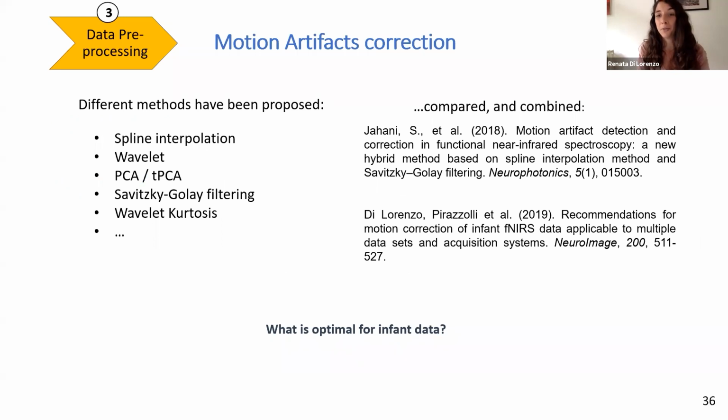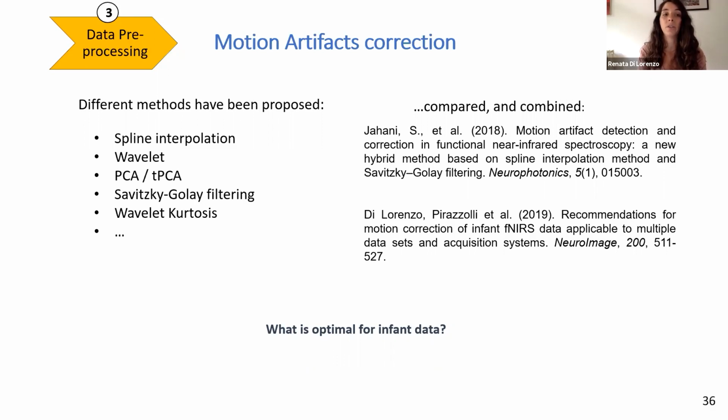Then you should correct for motion artifacts. So what do we do? There are different methods available at the moment, and here you have a list of some. For instance, spline interpolation, wavelet, principal component analysis, etc. There have been papers comparing the efficacy of these different methods on adult and children data as well as infants. I think with infants there were only 2 at the moment.